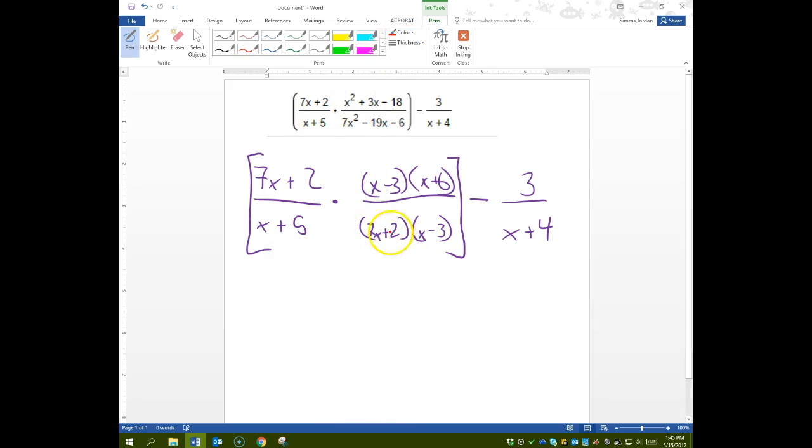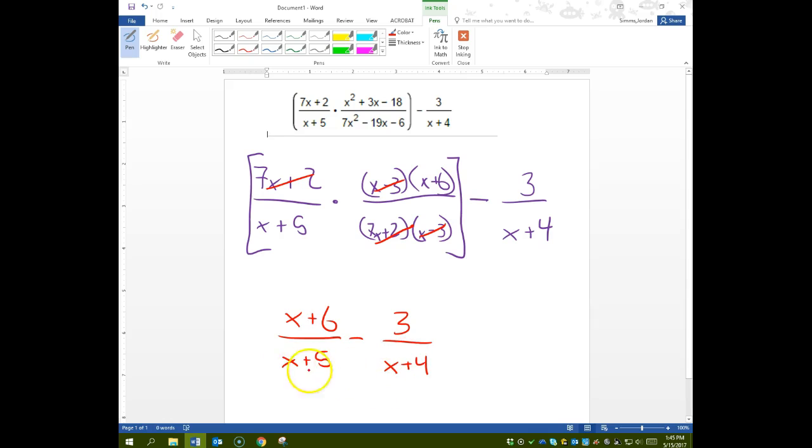We can just multiply over here. We can cancel this stuff off first. We'll reduce a little bit. I'll get rid of some of this. So what I have left is x plus 6 over x plus 5. And we're going to subtract that with this mess, 3 over x plus 4.